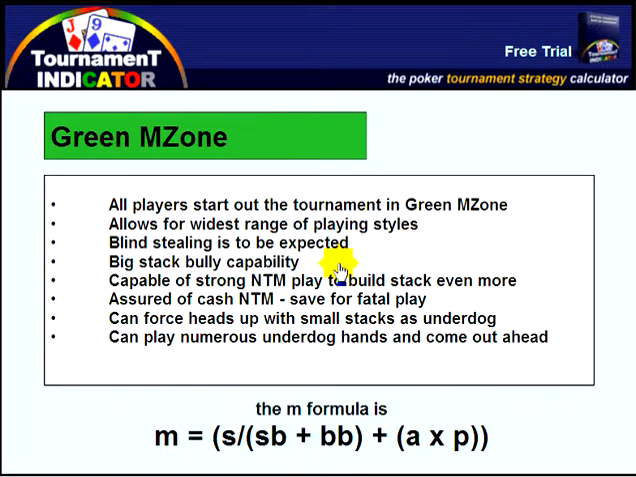They also have big stack bully capability and are capable of playing strong near the money to build the stack even more. They're pretty much assured of cash if they're playing near the money, save for a fatal play. They can force heads up with small stacks, even as an underdog. And they can play numerous underdog hands and still come out ahead.